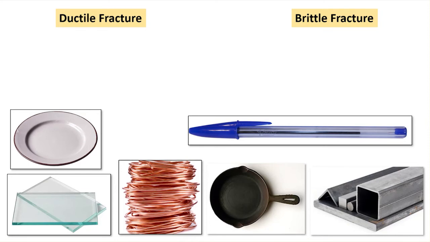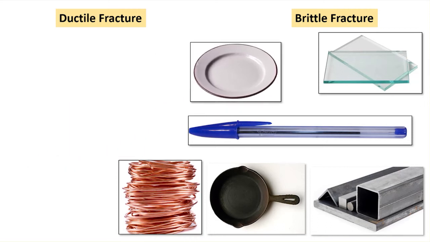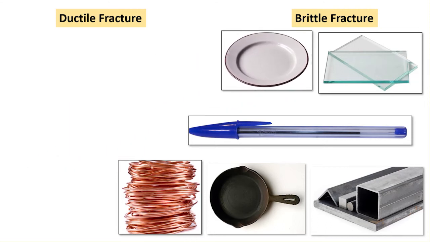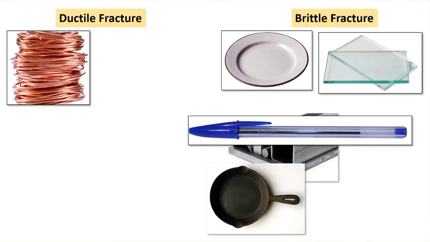Let's categorize the items that you see on the screen as either something that would experience brittle fracture or ductile fracture. So, what about the glass? Brittle fracture. And the plate? Brittle fracture. Now what about the copper wire? Ductile fracture. And the steel? Ductile.